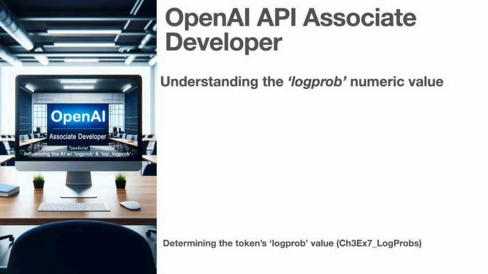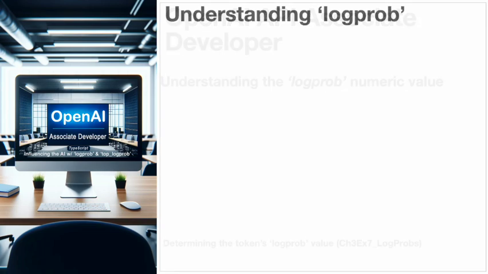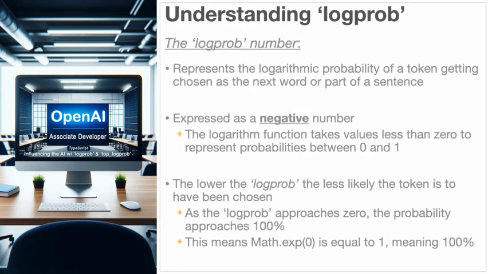Here we're going to take a deep dive into evaluating the numeric value of the Logprob property contained in the AI's response object. Understanding this value will help us grasp the likelihood of a specific token getting used in the AI's response. First, the Logprob represents the logarithmic probability of a token getting chosen as the next word or part of the sentence generated by the AI.